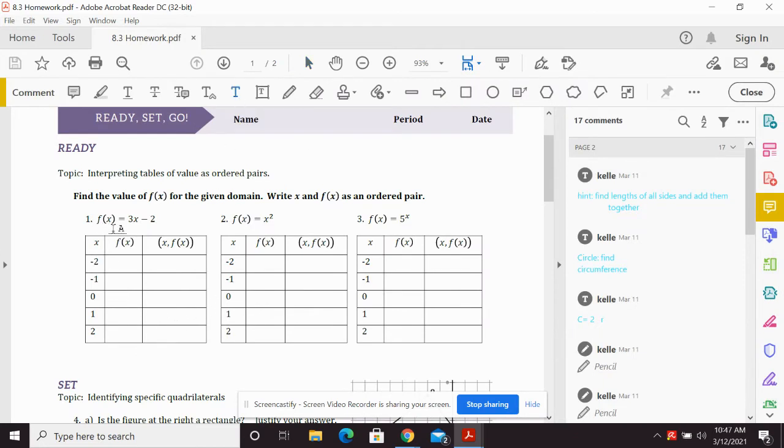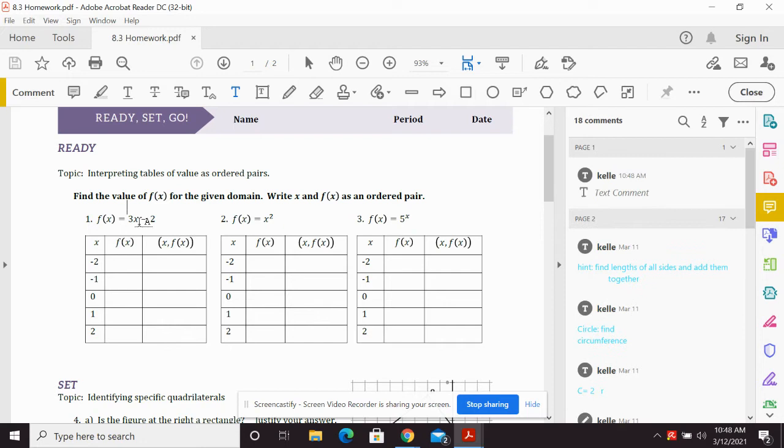Number 1, f of x equals 3x minus 2. X equals -2. So we're going to substitute -2 in for x. We get 3 times -2 minus 2. 3 times -2 is -6, minus 2 is -8.